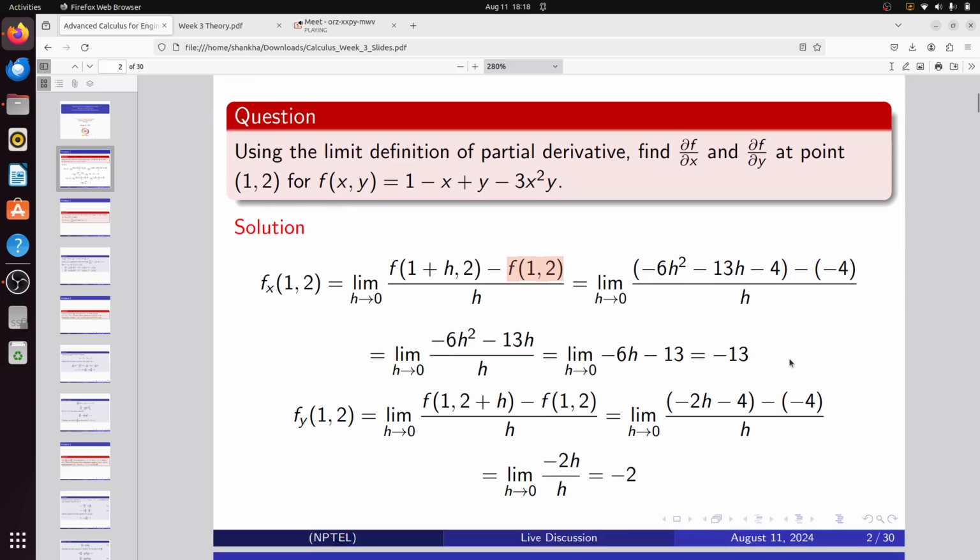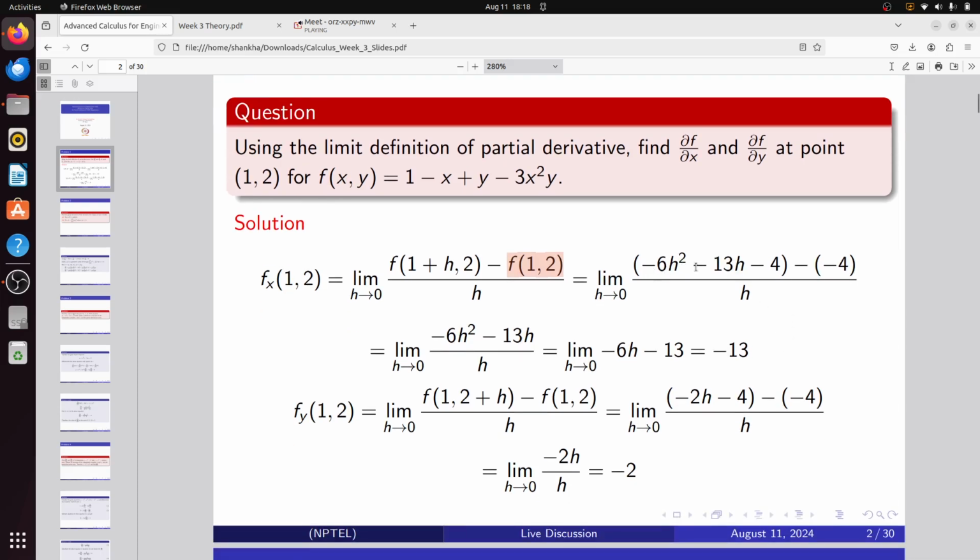Now this minus 6h square minus 13h minus 4, and minus and minus will make plus 4. So that will give you minus 6h square minus 13h divided by h. If you take h common from the numerator, you will get h into minus 6h minus 13 divided by h. So limit h tends to 0 of minus 6h minus 13. You put h equals 0, you will get minus 13.